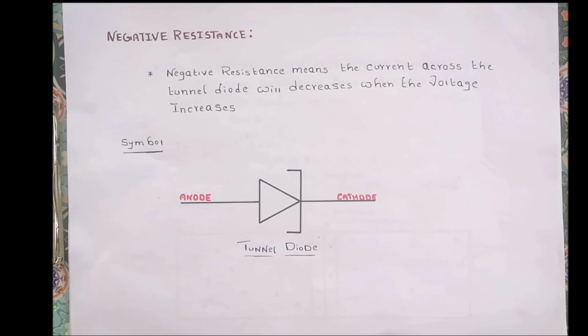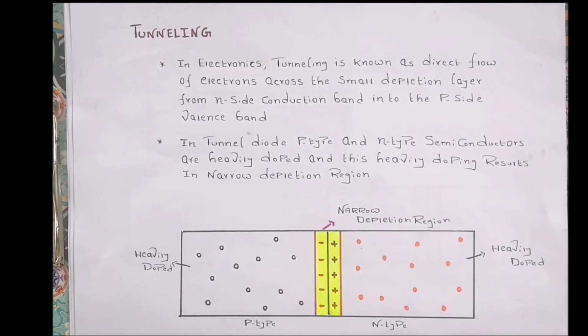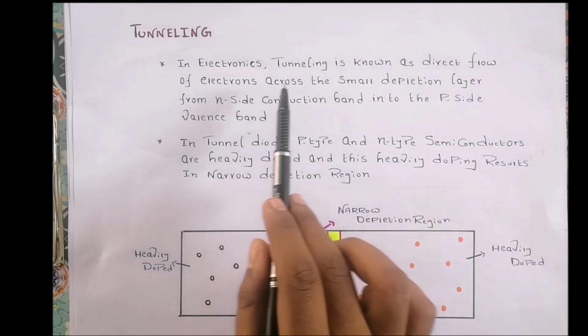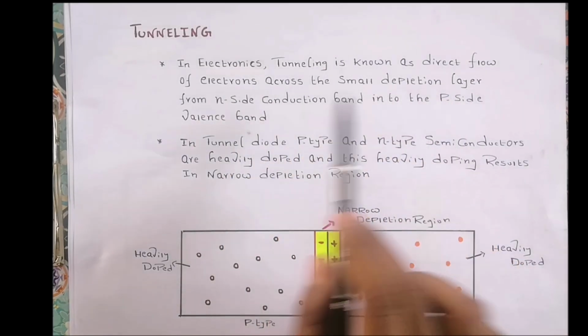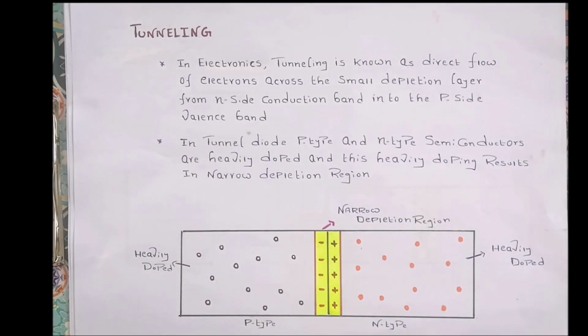And as you can see here, this is the circuit symbol of the tunnel diode. And the operation of the tunnel diode depends on the principle known as tunneling. In electronics, tunneling means direct flow of electrons across the small depletion region from the n-side conduction band to the p-side valence band. And we already discussed that p-type and n-type semiconductors are heavily doped, and this heavy doping results in a narrow depletion region. Now let us discuss the working of the tunnel diode.